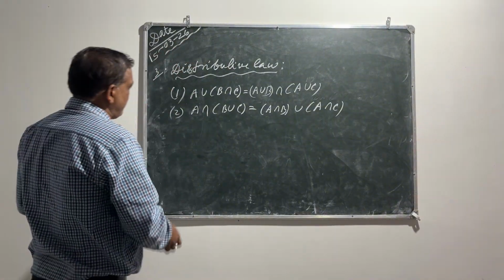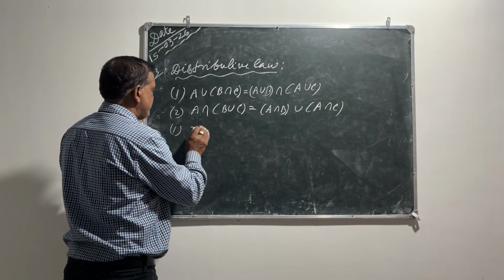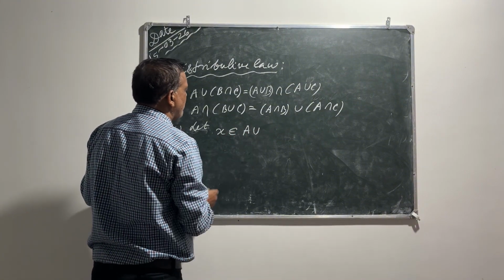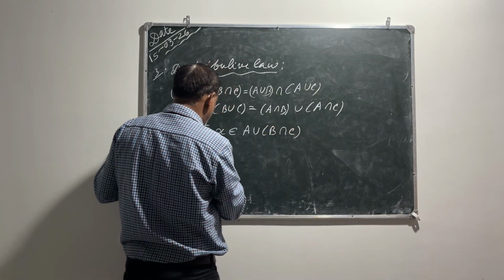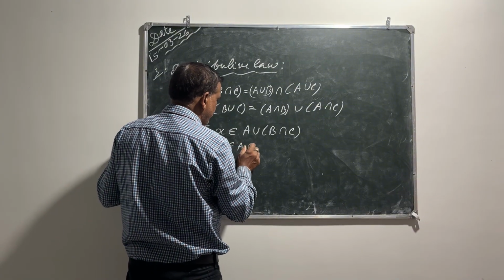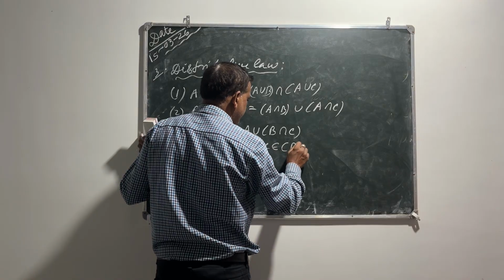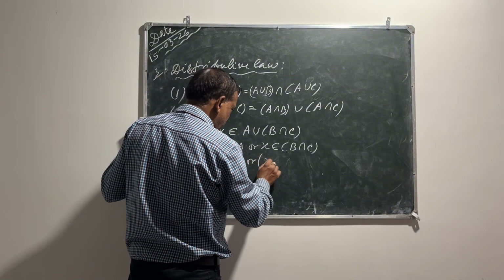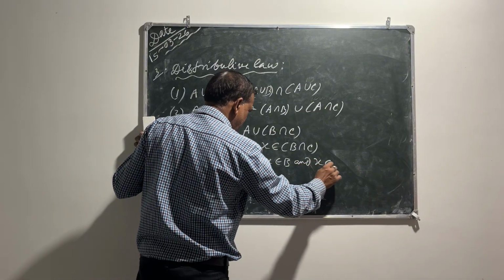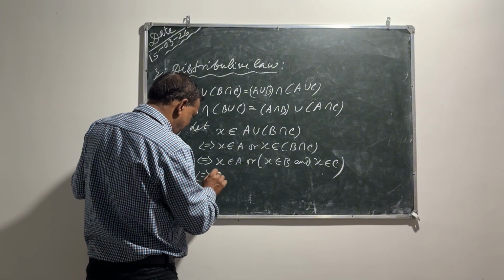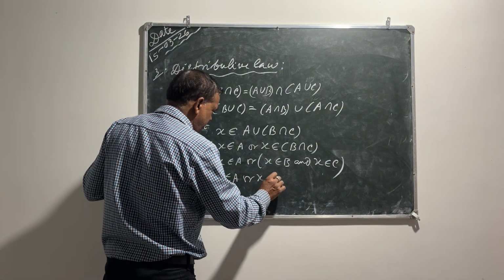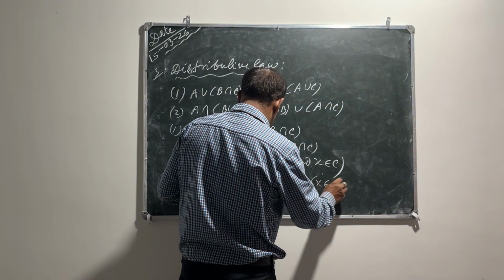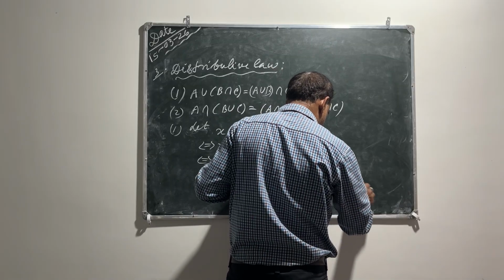So for the first one, number 1, let X belong to A union B intersection C. That implies and is implied by X belongs to A or X belongs to B intersection C. That implies and is implied by X belongs to A or X belongs to B and X belongs to C. That implies and is implied by X belongs to A or X belongs to B, and X belongs to A or X belongs to C.